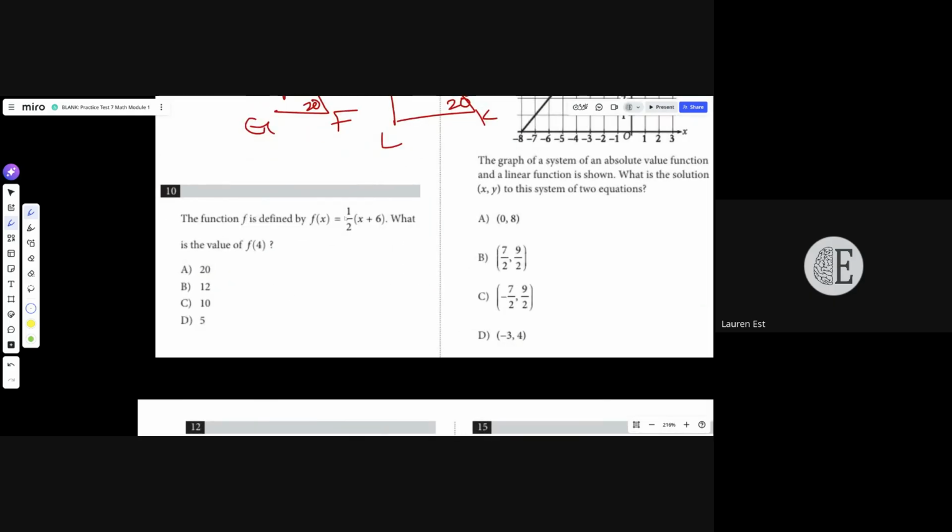For 10, the function F is defined by whatever. F of 4, that means plug it in for x. So this is 4 plus 6. That's 10.